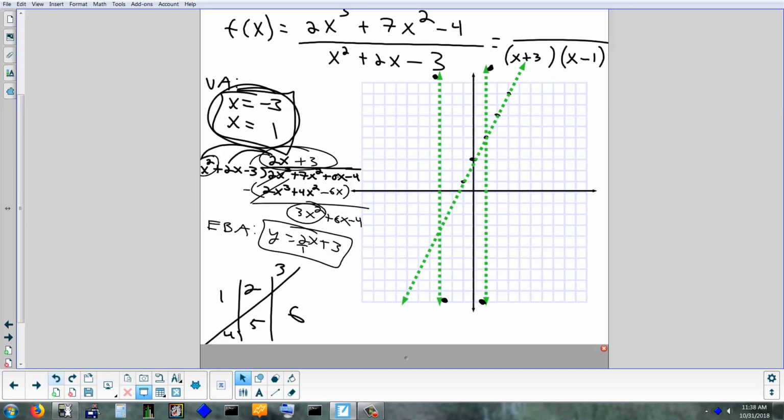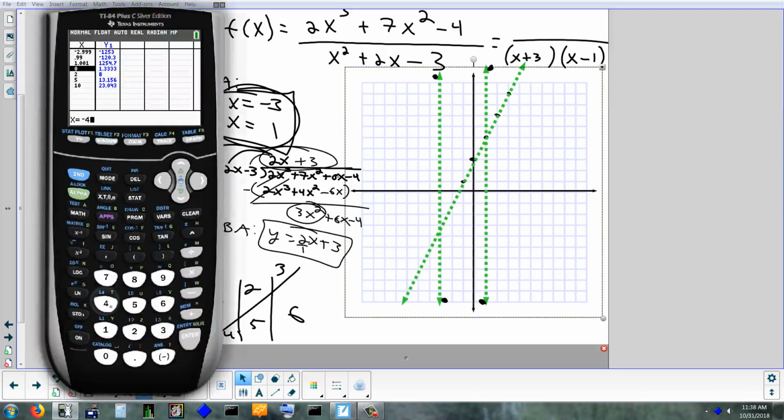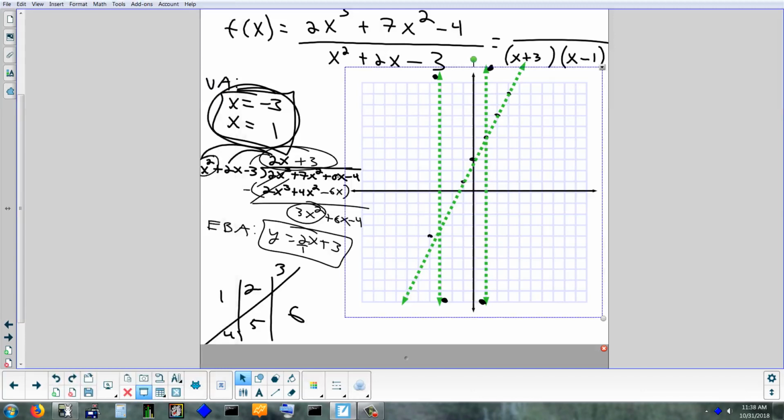So I'm going to check some more x values in the left section. Let's try negative 1, negative 2, negative 3. Let's try negative 4. For me, that's enough. I can tell what this is going to look like. If you want to do more points, you can.